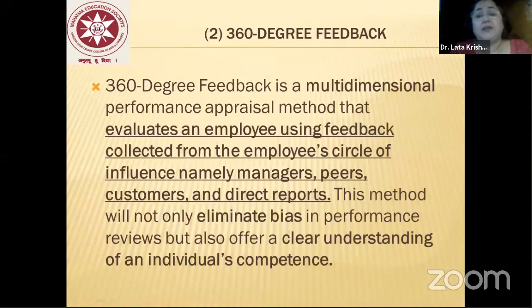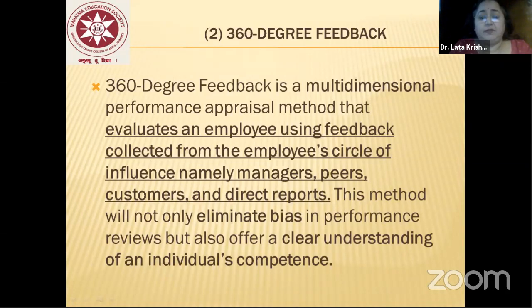And if we are able to get feedback from all the touch points of an employee regarding the effectiveness and efficiency of this employee, we say that we are taking a 360-degree feedback. So it evaluates an employee using feedback collected from the employee's circle of influence, namely managers, peers, customers, suppliers, and also direct reports. This method will not only eliminate bias. So why do we say this eliminates bias? Because it is feedback from all dimensions.